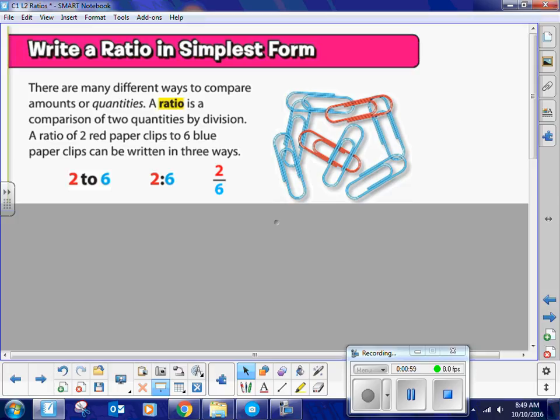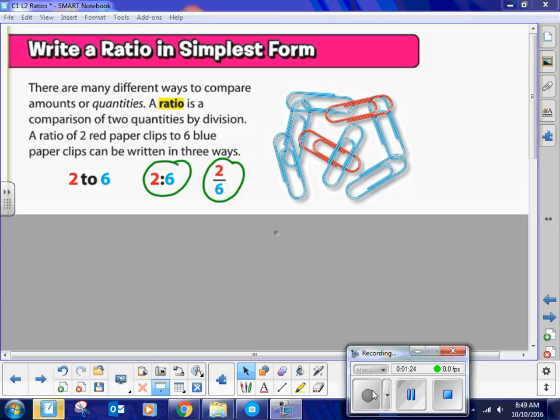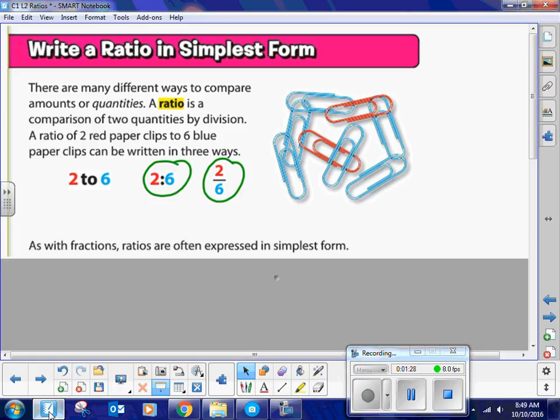Let's take a quick peek at the lesson essential question. As with fractions, ratios are often expressed in simplest form. Is this in simplest form? No, we know that by looking at it because those are at least 2 even numbers. Now, what do we divide by to get a ratio in its simplest form? We divide by the greatest common factor of these 2 numbers. So you have the greatest common factor of 2 and 6.